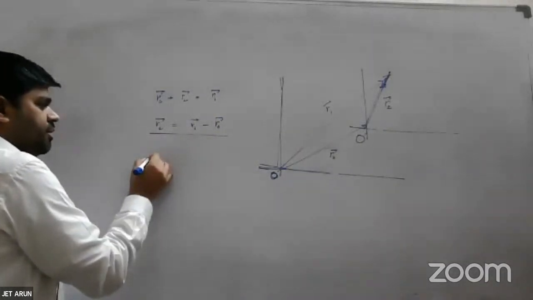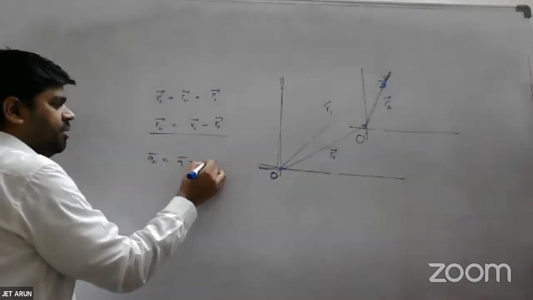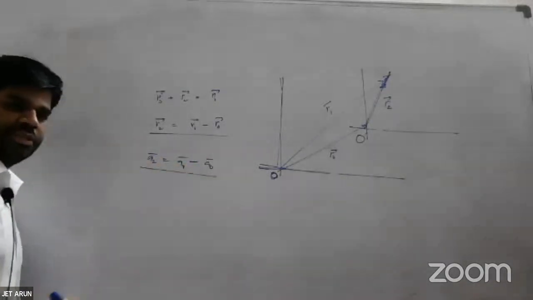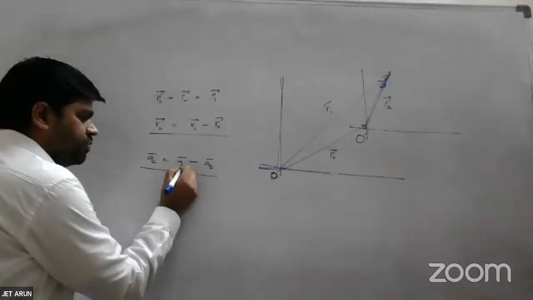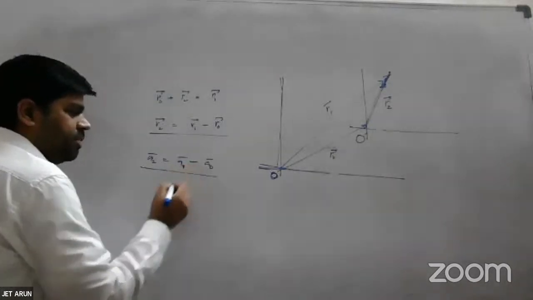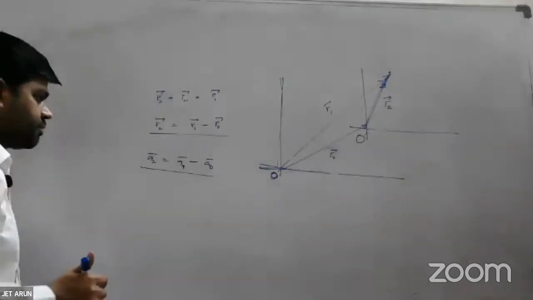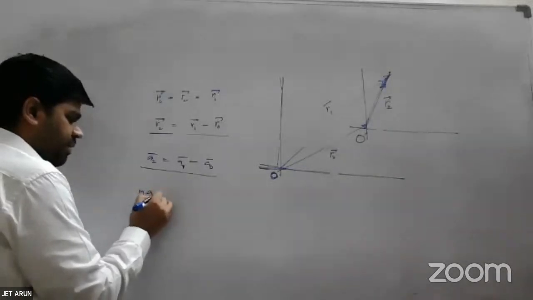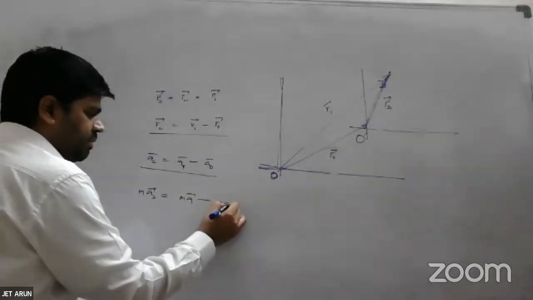If I differentiate twice, I'll get A2 bar is equal to A1 bar minus A0 bar. If I now multiply with mass, see, I'm going to show you something mathematical and then we'll talk about its physical significance in a minute. If I multiply with mass now, I'll get MA2 bar is equal to MA1 bar minus MA0 bar.